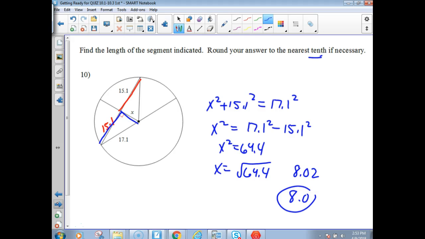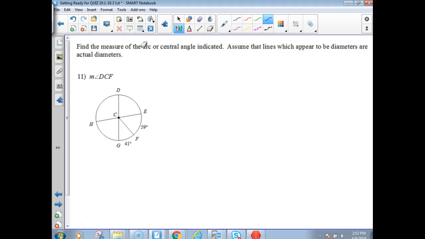All right, 11. Now we're messing with the arc measure. It says find the measure of the arc or central angle indicated. Assume that lines which appear to be diameters are actual diameters. All right, well that means I definitely have some diameters in here. It says DCF. I start at D, I go to C, and then to F. So I want this angle measure right there.